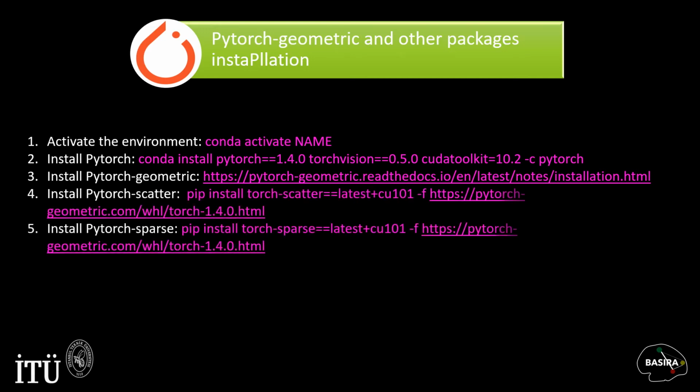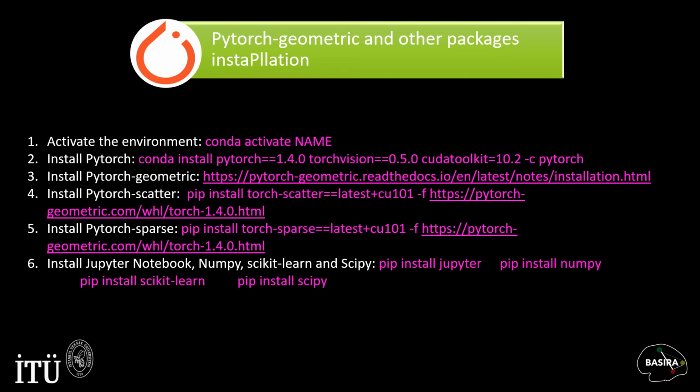Also install PyTorch Scatter and PyTorch Sparse using these commands. If you don't have CUDA or you have a different version, you can just write CPU or your CUDA version instead of cu101. You also need to install Jupyter Notebook, NumPy, scikit-learn and SciPy packages. To do so, type in the terminal pip install and add the name of the package you need.